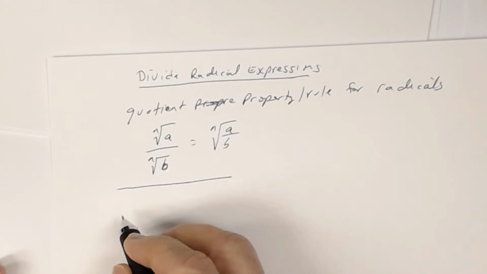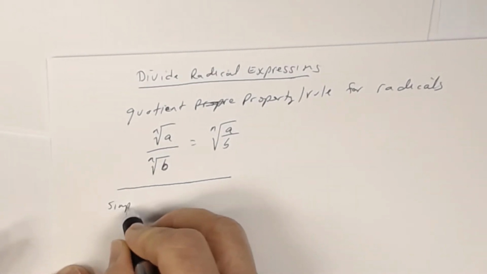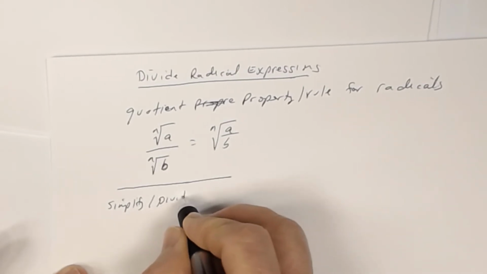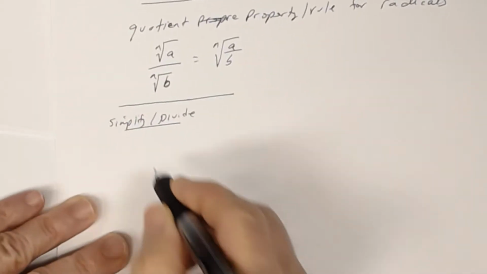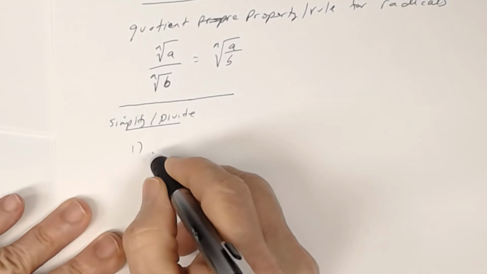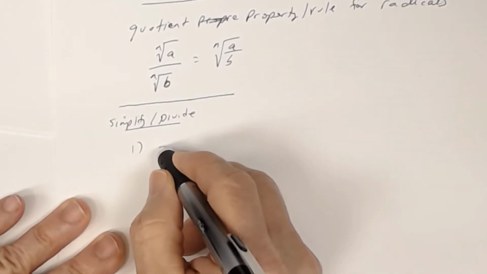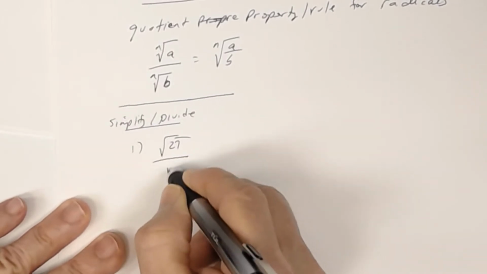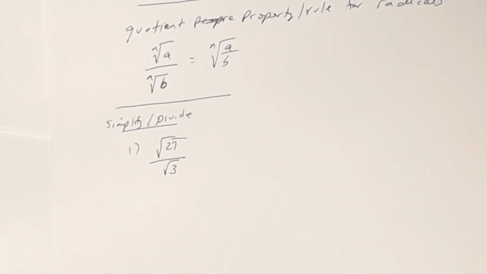So let's look at an example. So let's go ahead and simplify. It may say the word simplify, or it may say divide. Just keep that in mind. So number one, you have the square root of 27 divided by the square root of 3.